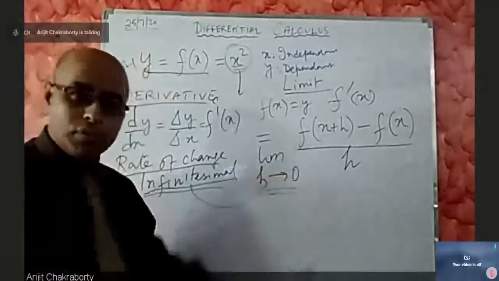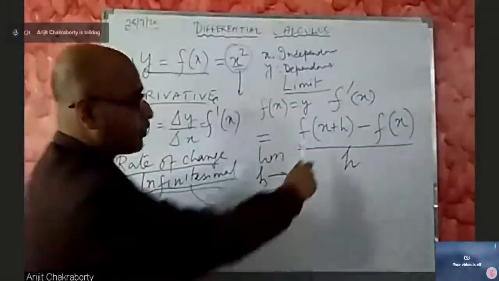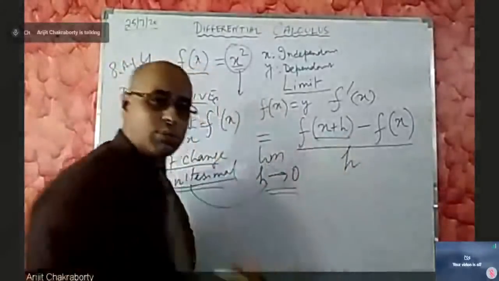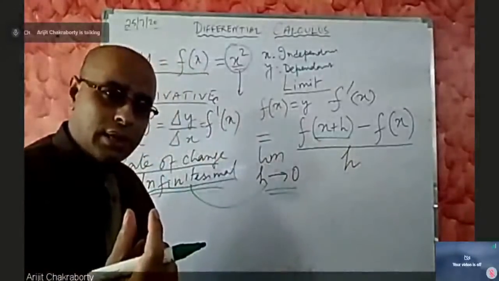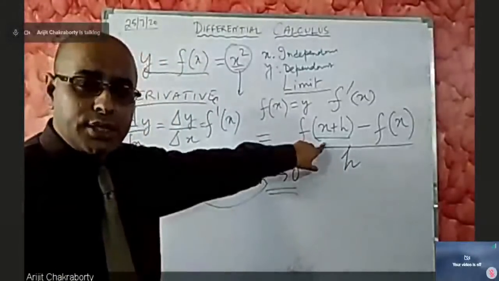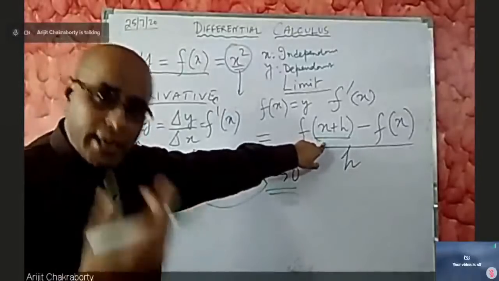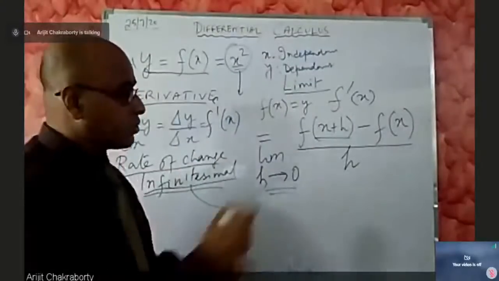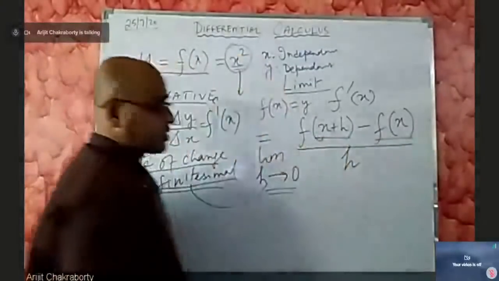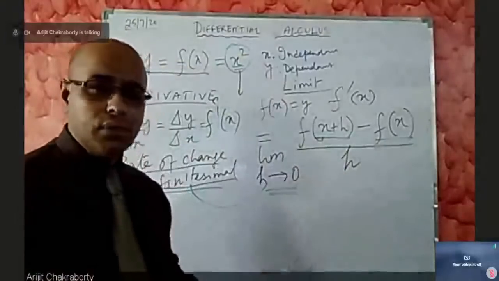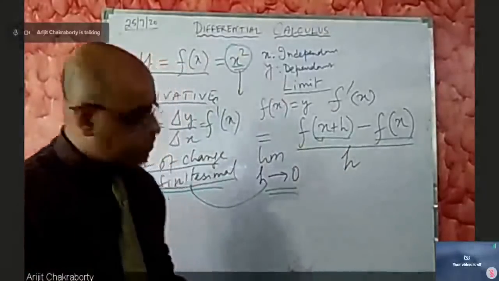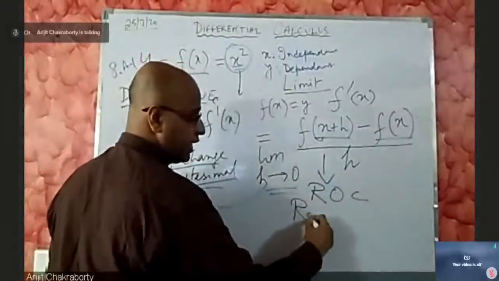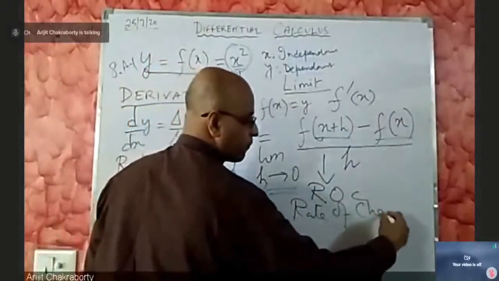As h moves towards 0, f of x plus h is a very small change. It is a change, no doubt, but very small. So this f(x plus h) is the change in the function f(x) due to a change in the value of x. So this minus the original f(x), divided by h, gives you the rate of change. So this gives us the ROC, that is the rate of change.